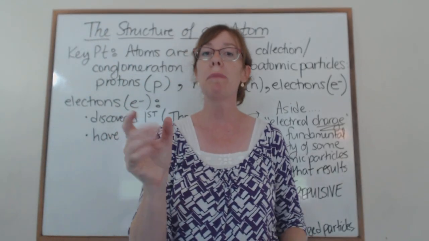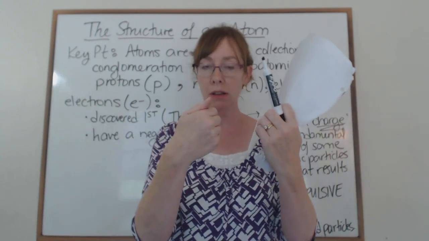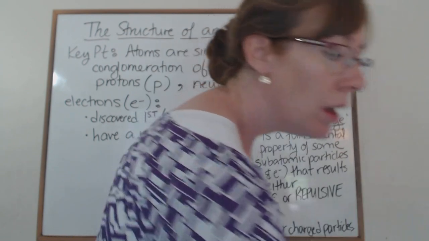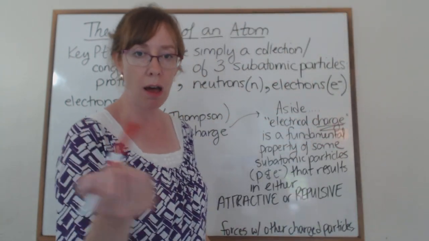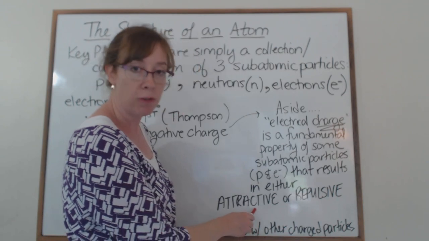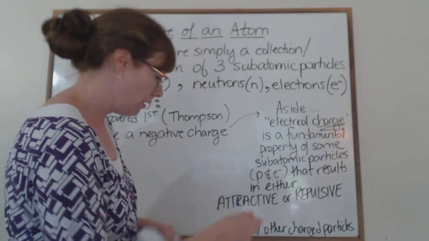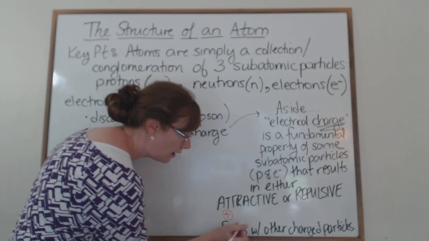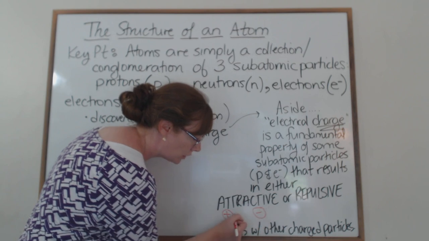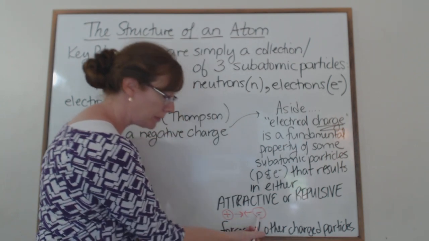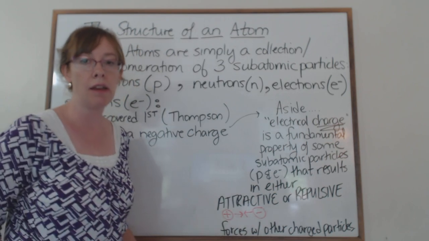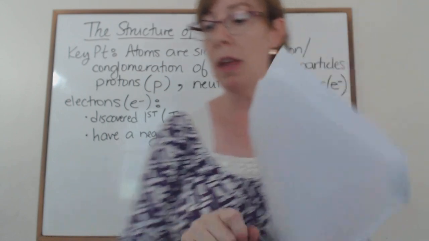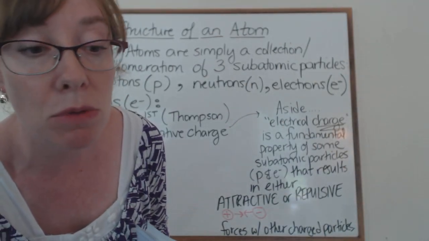Secondly, you know charge by the forces that result when you're with another charged particle. So you know it from the result of it. There's really only two options. You either are going to have attractive forces, and you know this already: positive and negative charges will attract. Opposite charges attract. So if you have oppositely charged particles, they will come together. They will be brought together. They will physically move towards each other.